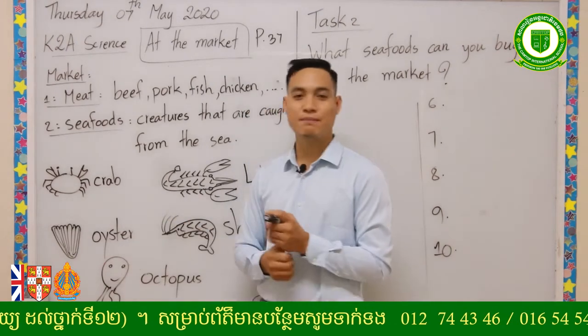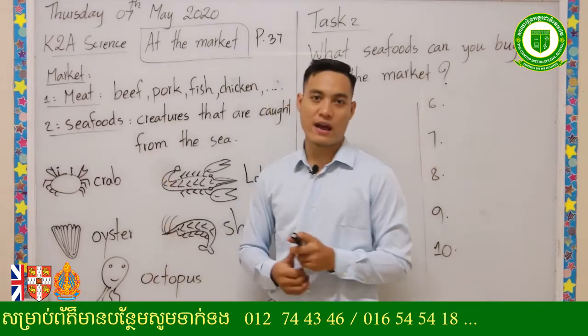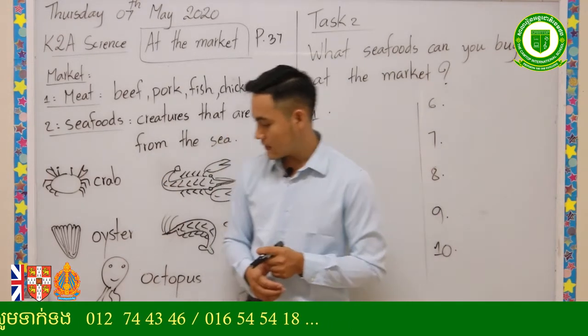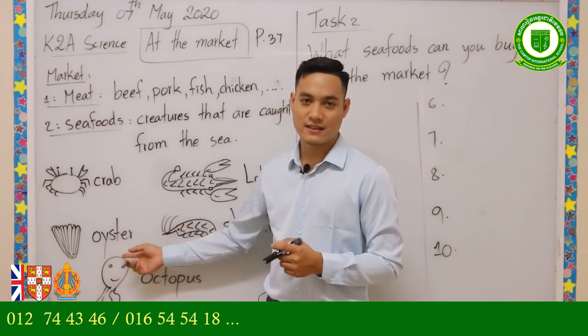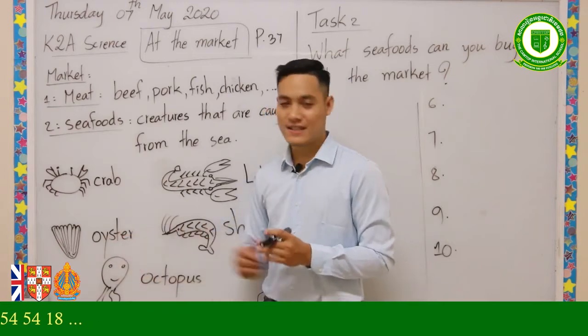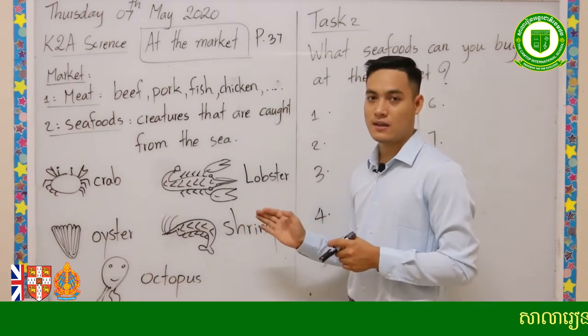Maybe when you see the picture you will know crab, okay? So you can find crab from the market. And the second one is oyster, okay? Oyster. This one is lobster.